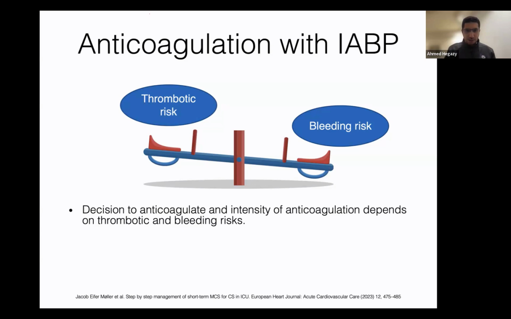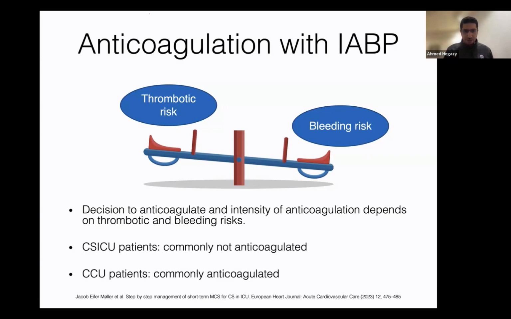So the step-by-step management guidelines of short-term MCS that were published in 2023, last year, by the European Society of Cardiology, they say the decision to anticoagulate and the intensity of anticoagulation depends on thrombotic and bleeding risks. They don't make a recommendation one way or the other. But I must say, if you work in the cardiac surgery ICU, most of the times we don't anticoagulate these patients because they're post-op and they're at risk for bleeding. So most of the times we will not therapeutically anticoagulate patients in the cardiac surgery ICU.